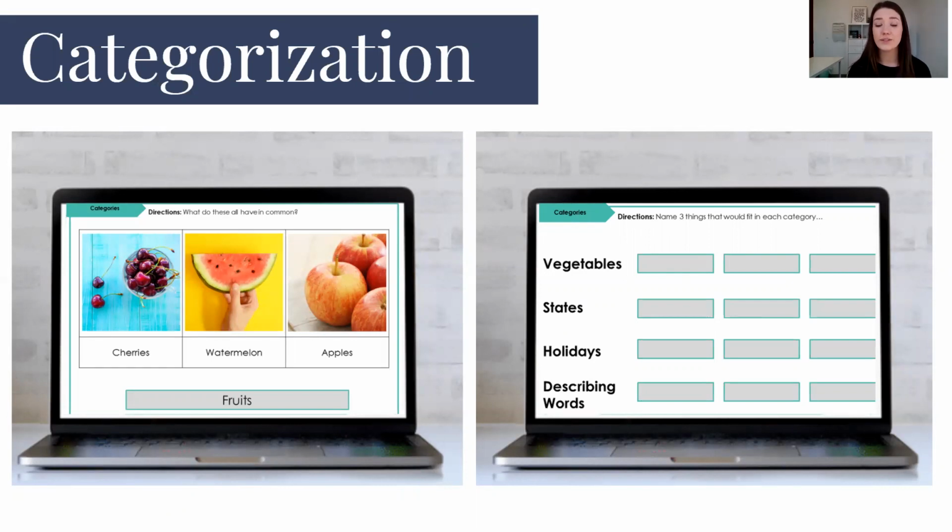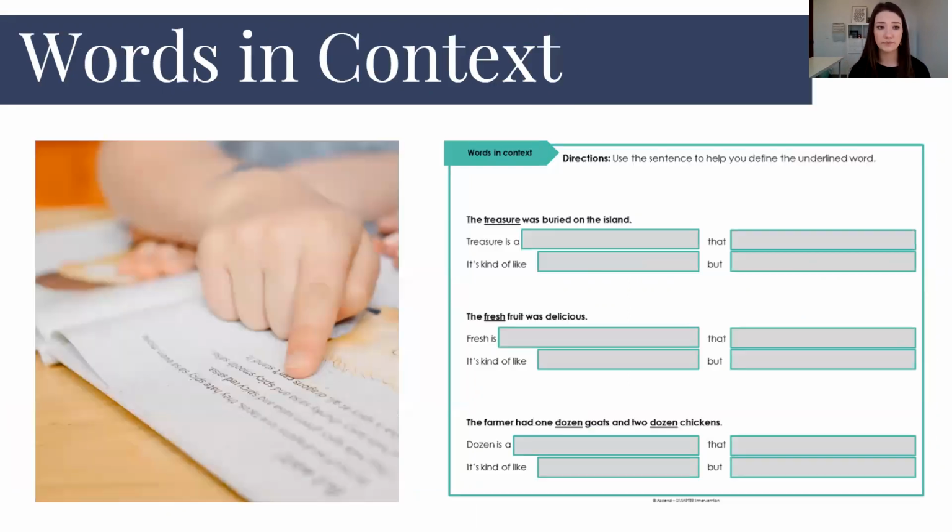On the other side, you see that we have the category or the group, and students are asked to identify things in that group. So for example, vegetables, they should be naming things like broccoli, peppers, carrots. That way we know that they're accurately able to come up with items that would go in these different categories.